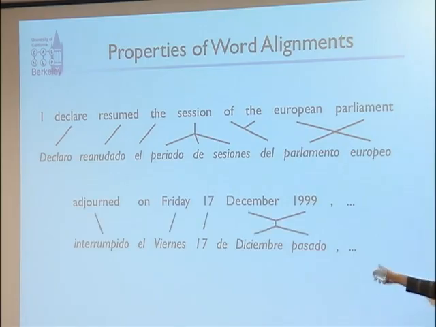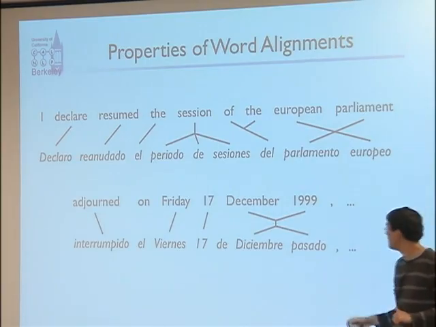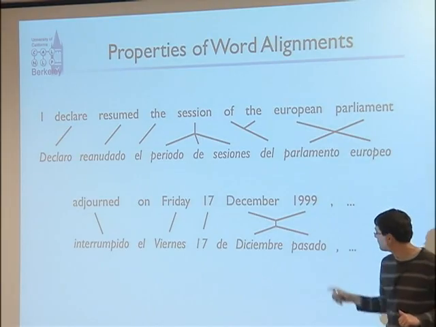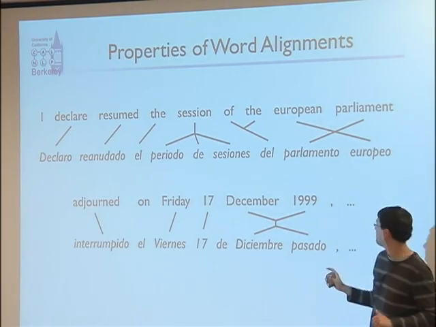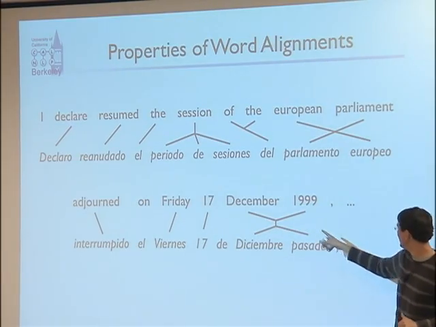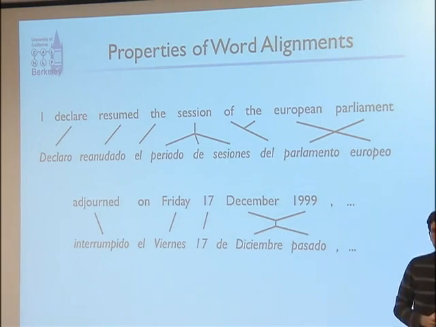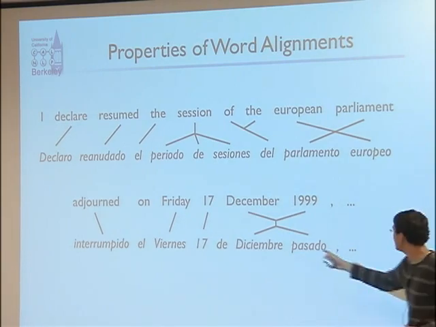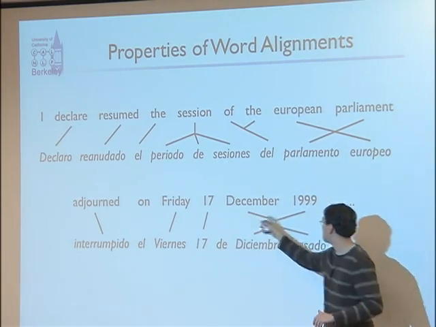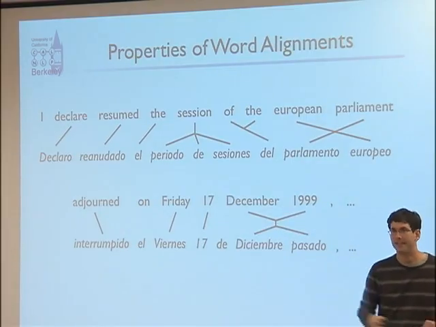And down on the bottom, you can align a lot of things up one-to-one, but occasionally it just doesn't feel right. So we could align December to diciembre, but aligning 1999 to pasado just seems wrong. You might feel like, well, I should align this whole phrase to this whole phrase because they're meaning the same thing.